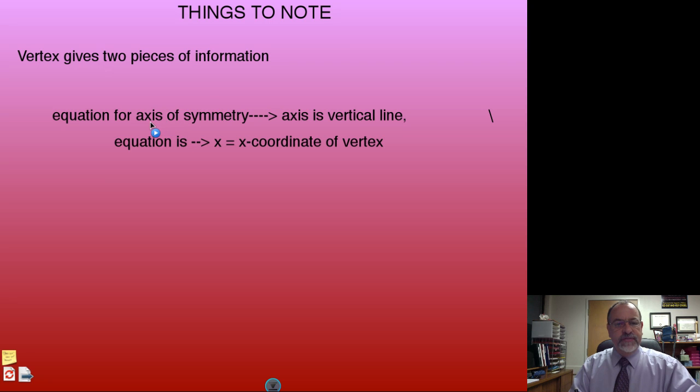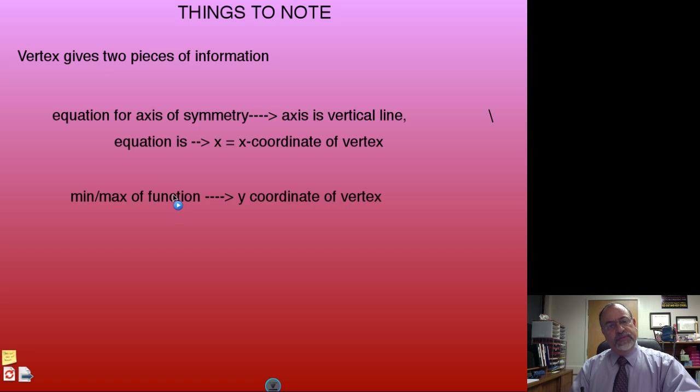All right? The first piece of information the vertex gives us is the axis of symmetry. So it gives us the ability to write the equation for the axis of symmetry, where the axis is the vertical line and the x-coordinate is the line where that axis goes through. So the value of the x-coordinate of the vertex is also the value that goes in for the axis of symmetry.